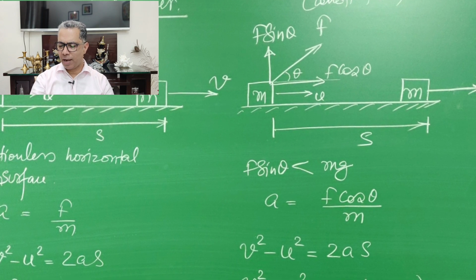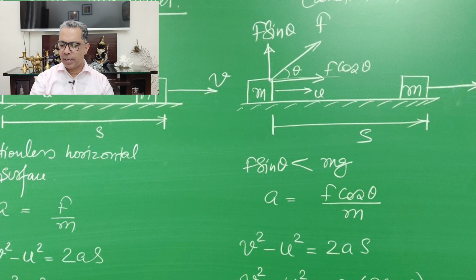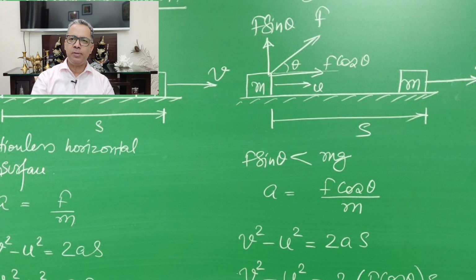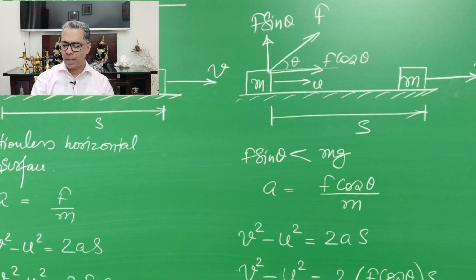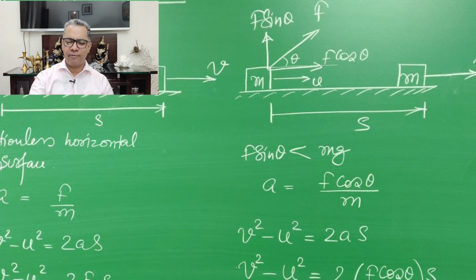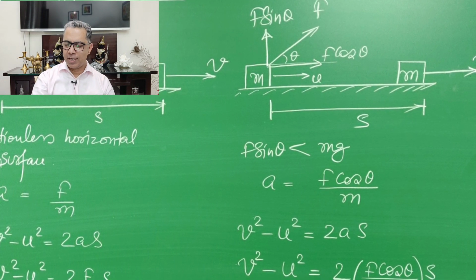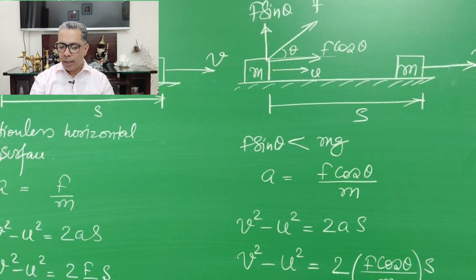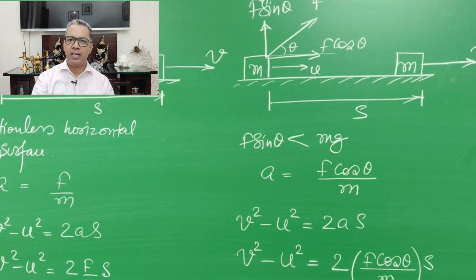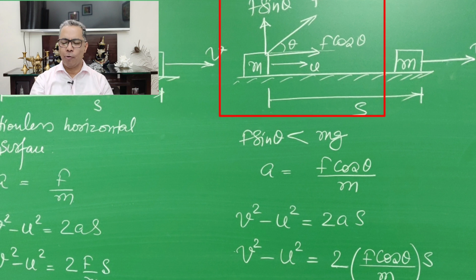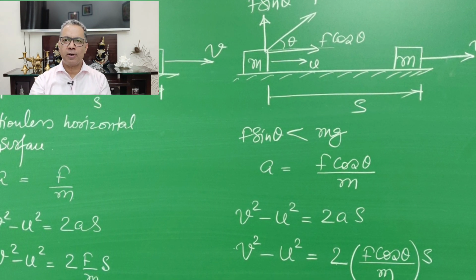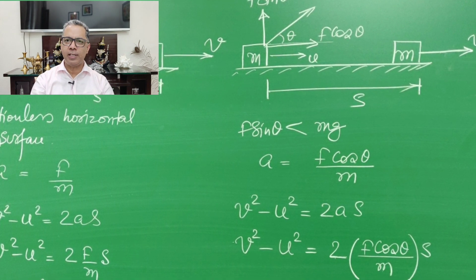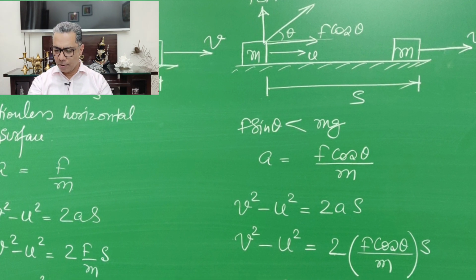The next diagram that you're looking at is again the same block of mass m moving on the same horizontal surface with the same speed u to your right, and this time the force F that we have applied is a constant force, but now this force is acting at an angle theta above the horizontal. Remember that F sine theta, the vertically upward component of this force, is less than mg, so the mass is not lifted off the surface. There is a horizontal component F cos theta which causes this block to now accelerate horizontally.